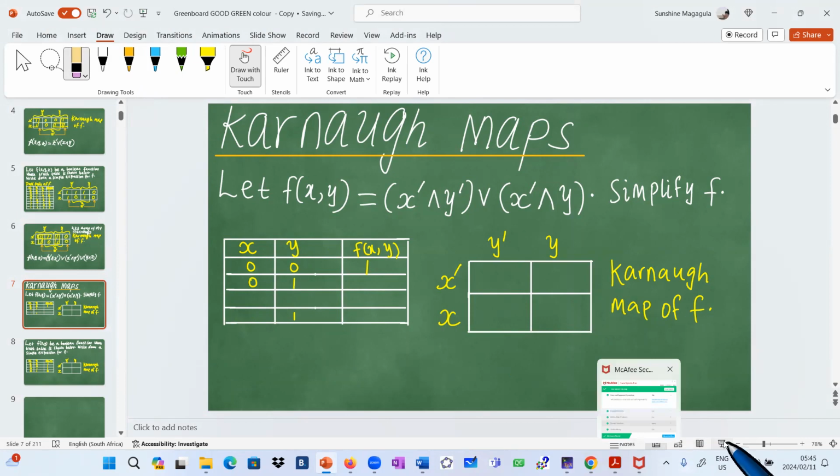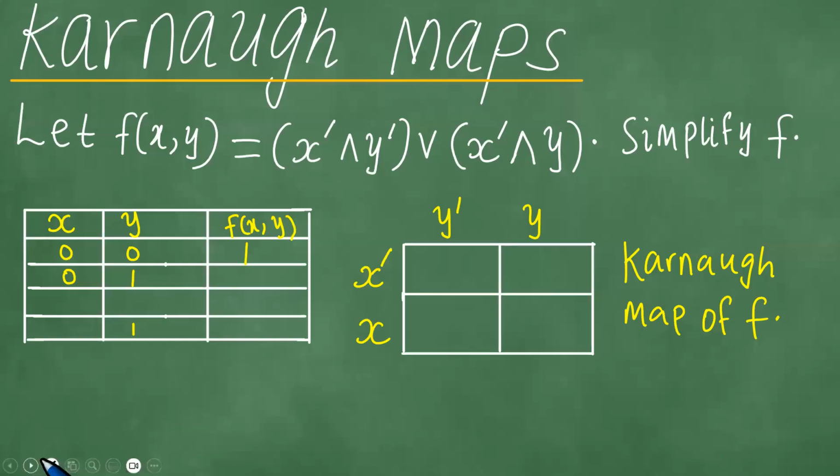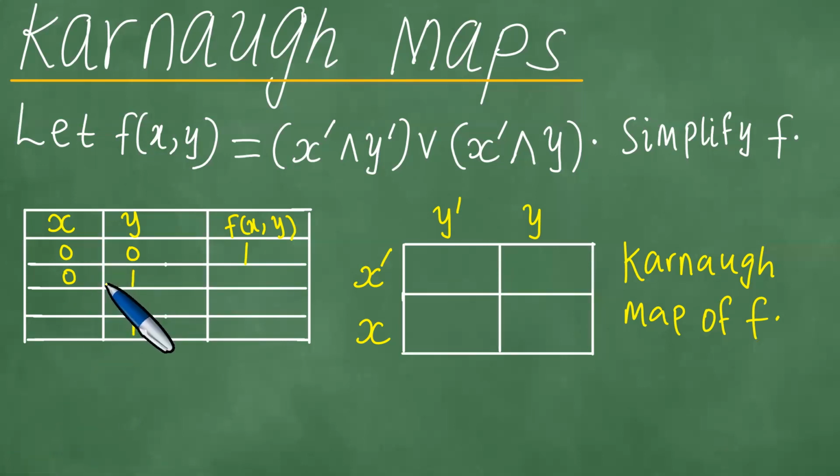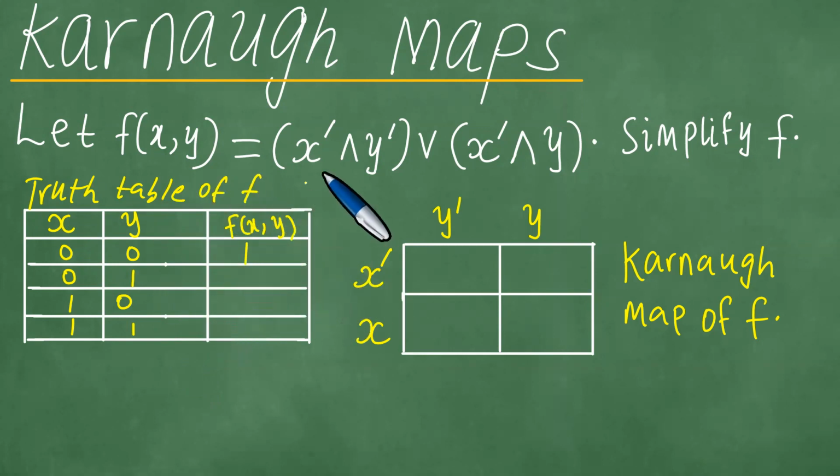Okay, just to complete this properly. So this one is 0, 0. The next is 0, 1. This one is 1, 0. And this one is 1, 1. So as you can see, 2 zeros, 2 ones, 0, 1, 0, 1 is the correct truth table of F. So this one becomes the truth table of F.